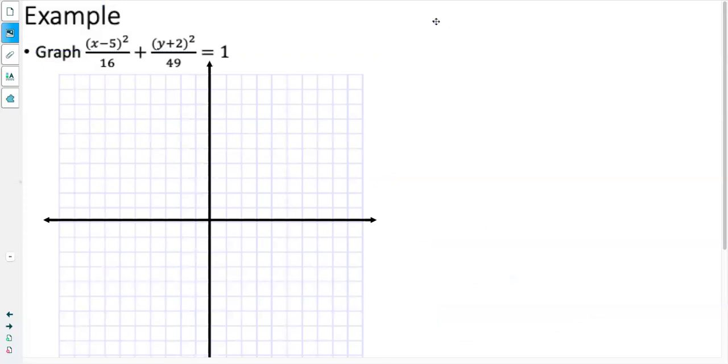So our first example, graph (x minus 5) squared over 16 plus (y plus 2) squared over 49 equals 1. First thing I would do is mark the center. So we know our h from this is 5, and our k value is -2. So x value of 5, we're down at -2. Now, we know that the 16 is our a squared. So a squared equals 16. We'll take the square root of both sides. So our a is equal to 4. That means we go 4 units horizontally in either direction.